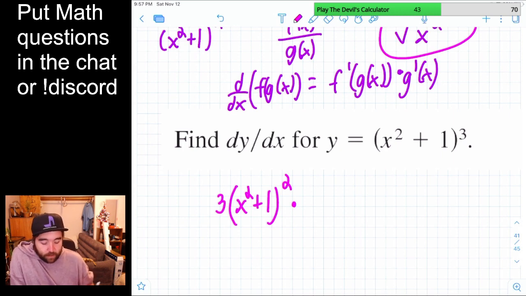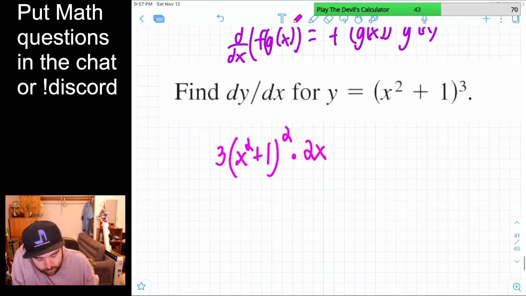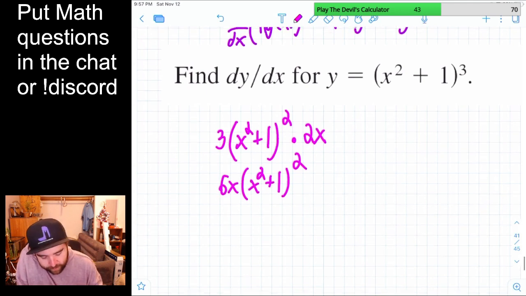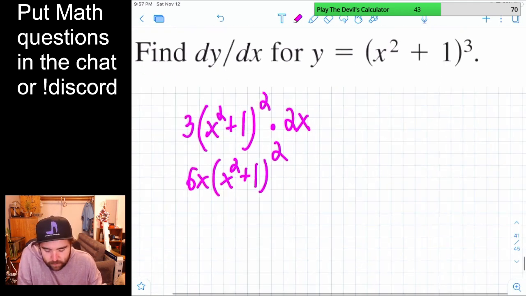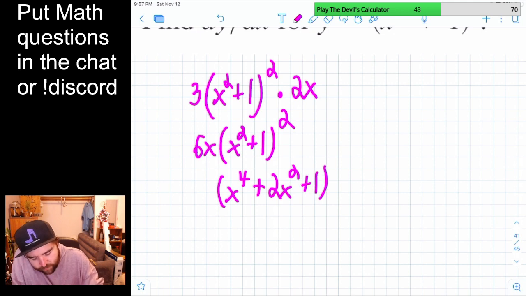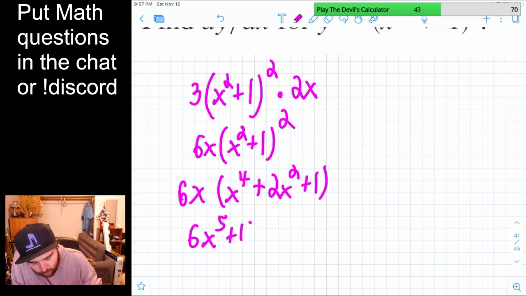So what is the inside? X squared plus 1. So what's the derivative of that? 2x. And there we go. That's our derivative. So we get 6x times x squared plus 1 squared. That's our derivative. I am kind of curious, though. I kind of want to do this in two separate ways, too. So let's go ahead and multiply this out, so we just get it as a nice polynomial. And then let's take the derivative another way and show that we get the same polynomial.